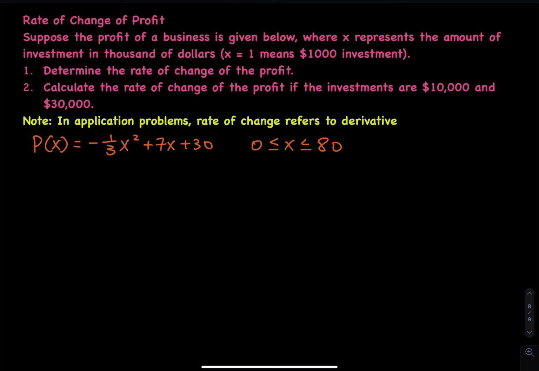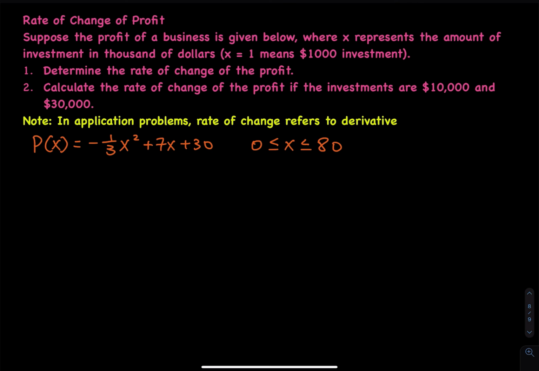The function given below, p of x equals negative 1/3 x squared plus 7x plus 30, represents the profit of a business where x represents the amount of investment in thousands of dollars. So if I say x equals 1, the 1 is not just $1, that is $1,000.